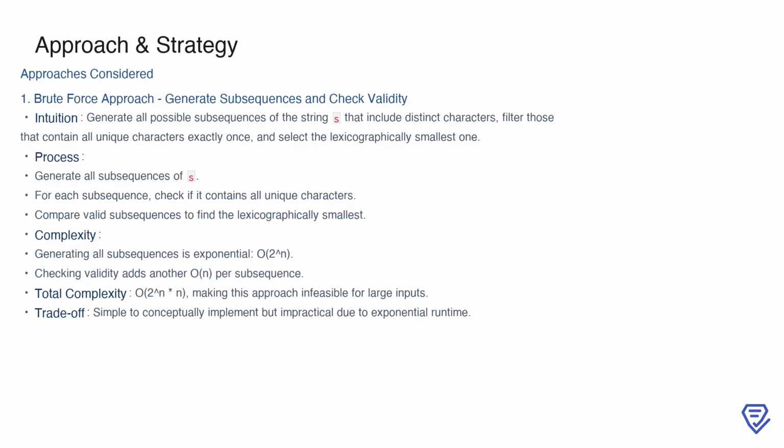To break it down, we first generate all subsequences, which is a computationally expensive operation with an exponential time complexity of O(2 to the power of n). Then, for each subsequence, we check if it satisfies the uniqueness condition, adding another O(n) per subsequence. Finally, we compare valid subsequences to find the smallest one lexicographically. While conceptually straightforward, the total complexity of O(2 to the power of n * n) makes this approach impractical for large inputs. The trade-off here is clear: it's simple to implement but infeasible due to its exponential runtime.